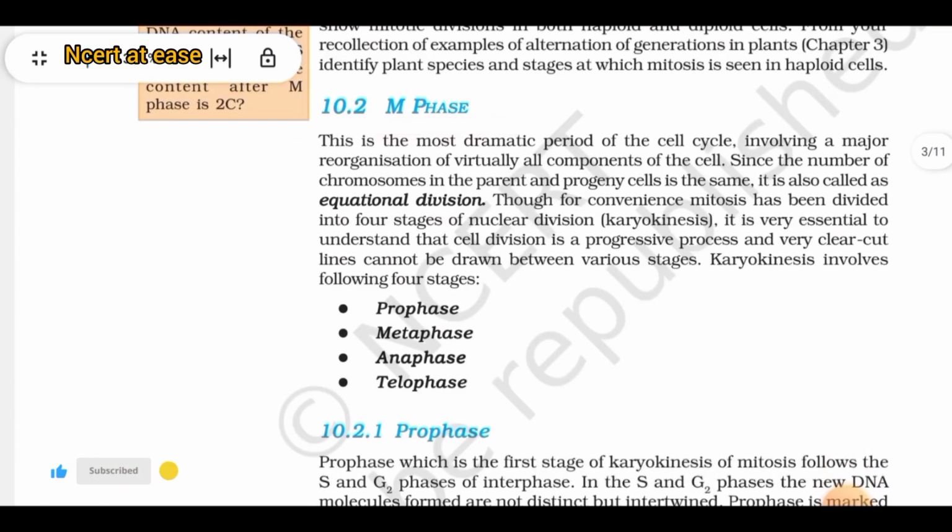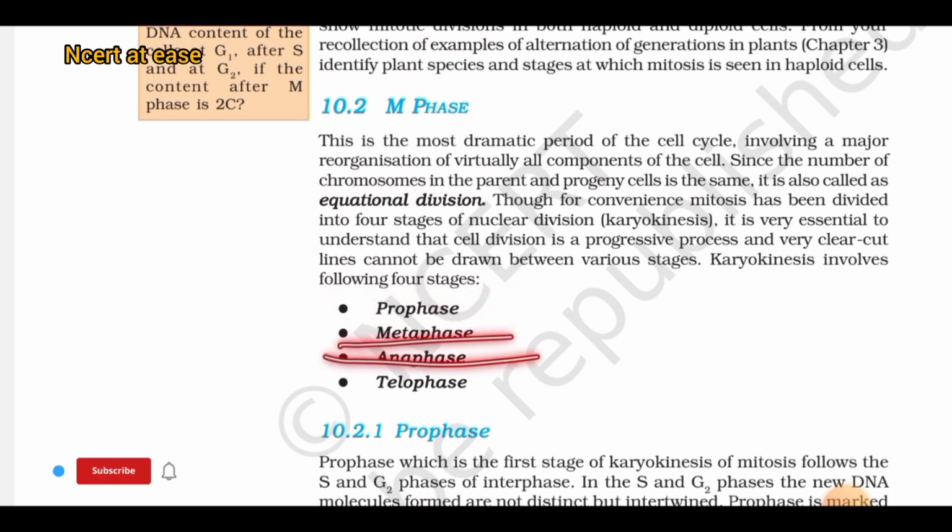M phase. This is the most dramatic period of the cell cycle, involving a major reorganization of virtually all components of the cell. Since the number of chromosomes in the parent and progeny cells is the same, it is also called equational division. Though for convenience, mitosis has been divided into four stages of nuclear division, karyokinesis. It is very essential to understand that cell division is a progressive process and very clear-cut lines cannot be drawn between various stages. Karyokinesis involves the following four stages: prophase, metaphase, anaphase, telophase.